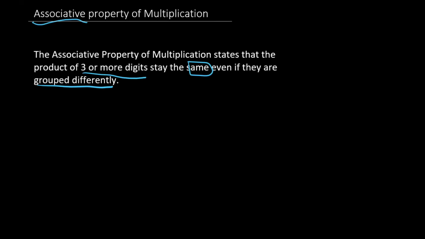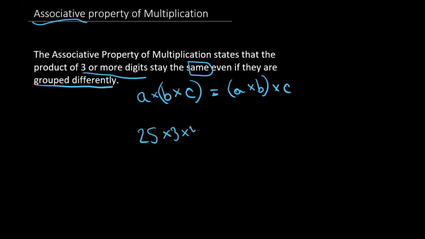Okay, so let's say there's A times B times C, and the parentheses are around B and C. We can change this too. So the parentheses can be around A and B, and the product will stay the same. Okay, so let's try this with numbers. What if there's 25 times 3 times 4? And I'm going to put parentheses around 3 and 4.